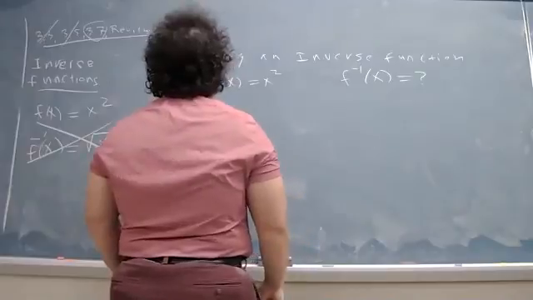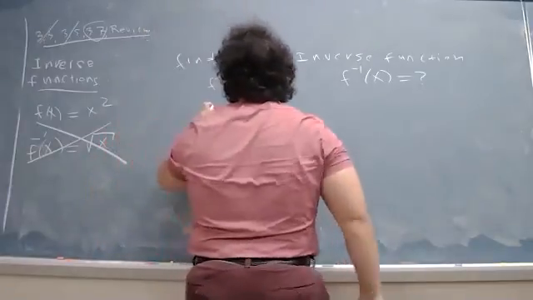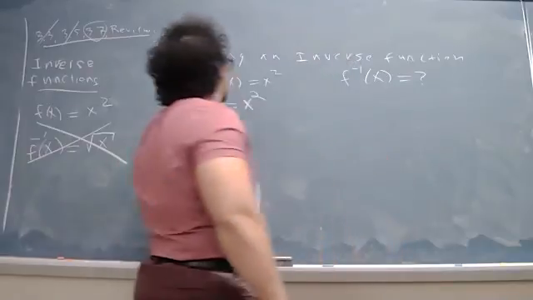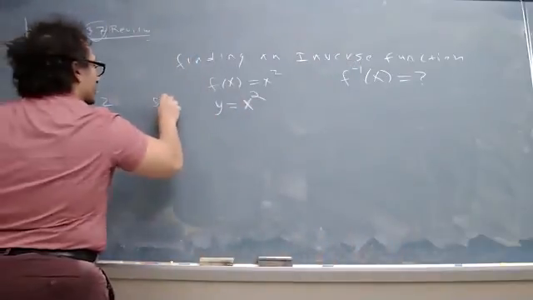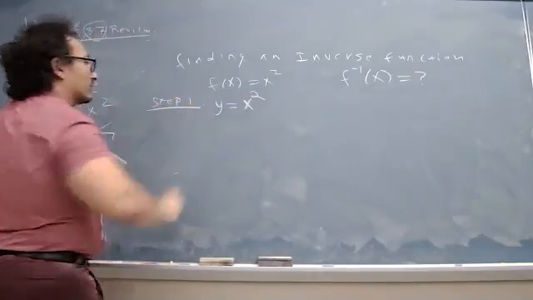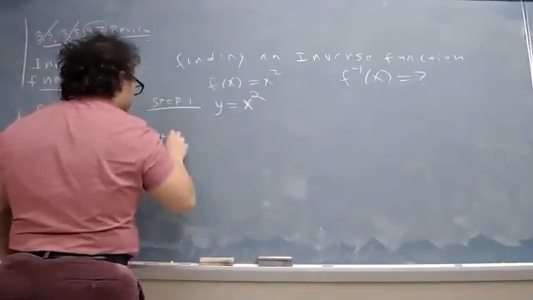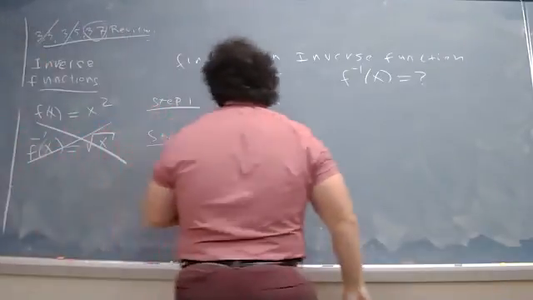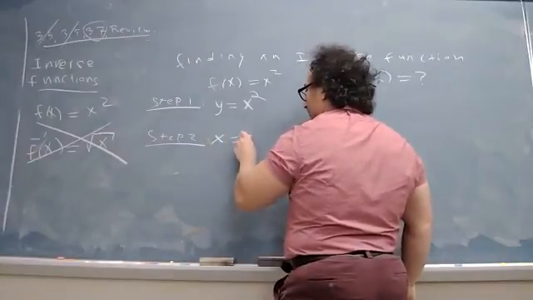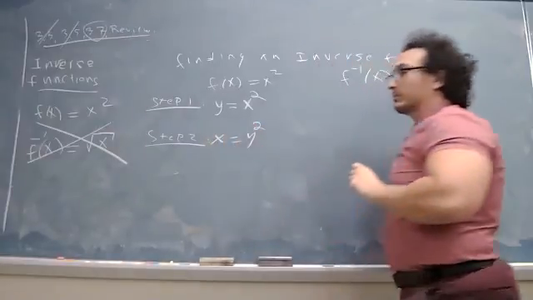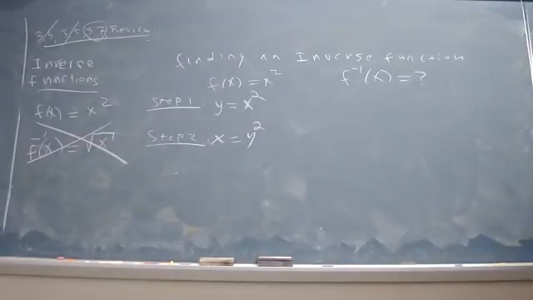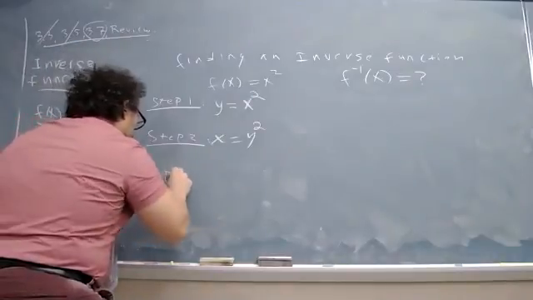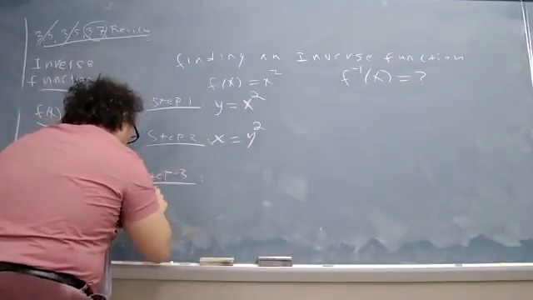Okay, step one is to write this equation like so. Call f of x a y. That's step one. Step two. Switch every x with every y. Switch their positions. Step three. Solve for y.